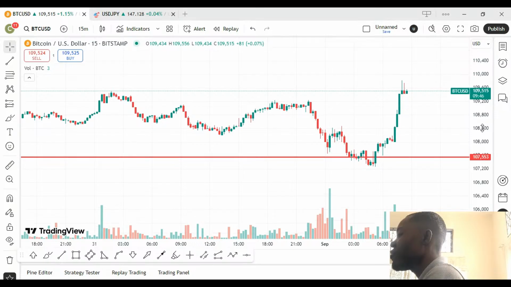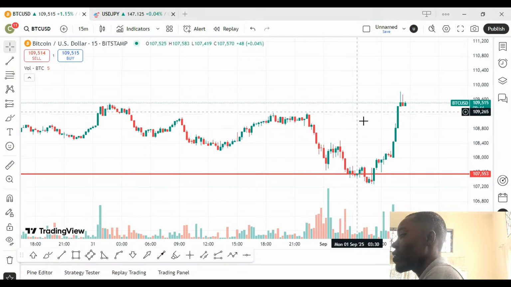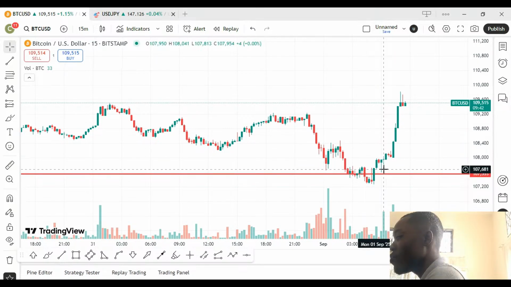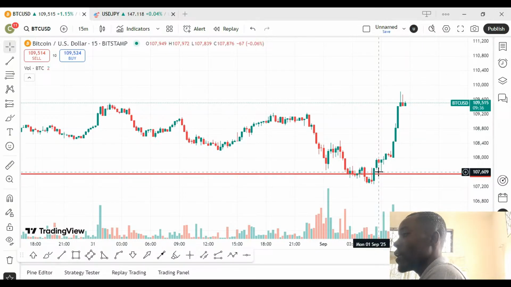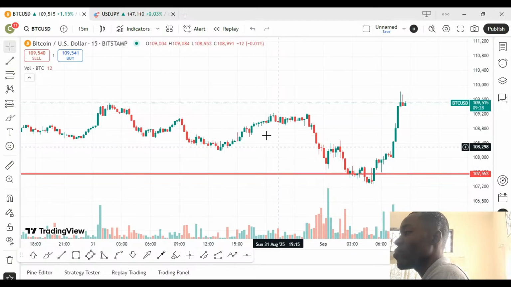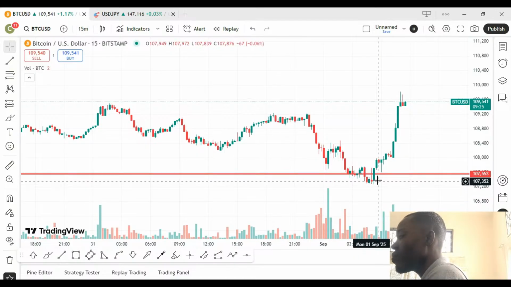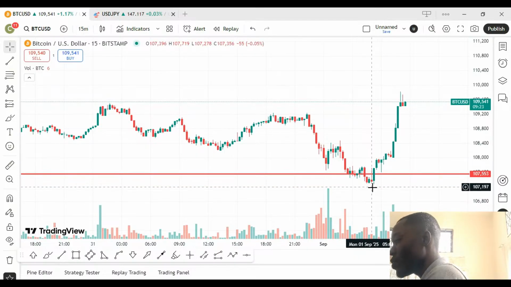So this is our 15 minutes time frame. You can see clearly what happened over there. Even if you place your horizontal line at that particular point, you will be waiting to check what happens over there before you enter into the trade. So even at the 15 minutes time frame, you can see what happened. We saw the liquidity sweep.